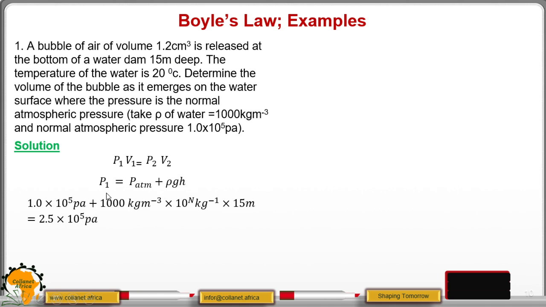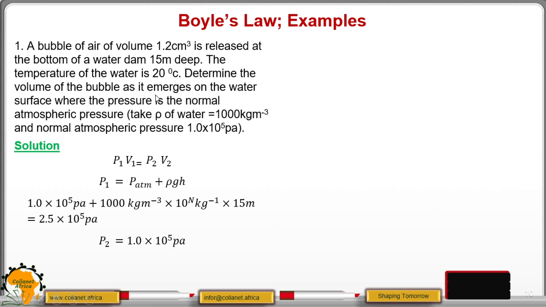Therefore, the total pressure will be the atmospheric pressure, which is 1.0 times 10 to the power 5 pascals, plus the pressure due to the column, which is 1000, that is density, times 10 times height. When you multiply this and then you add, you get that the total pressure P1 will be 2.5 times 10 to the power 5 pascals.